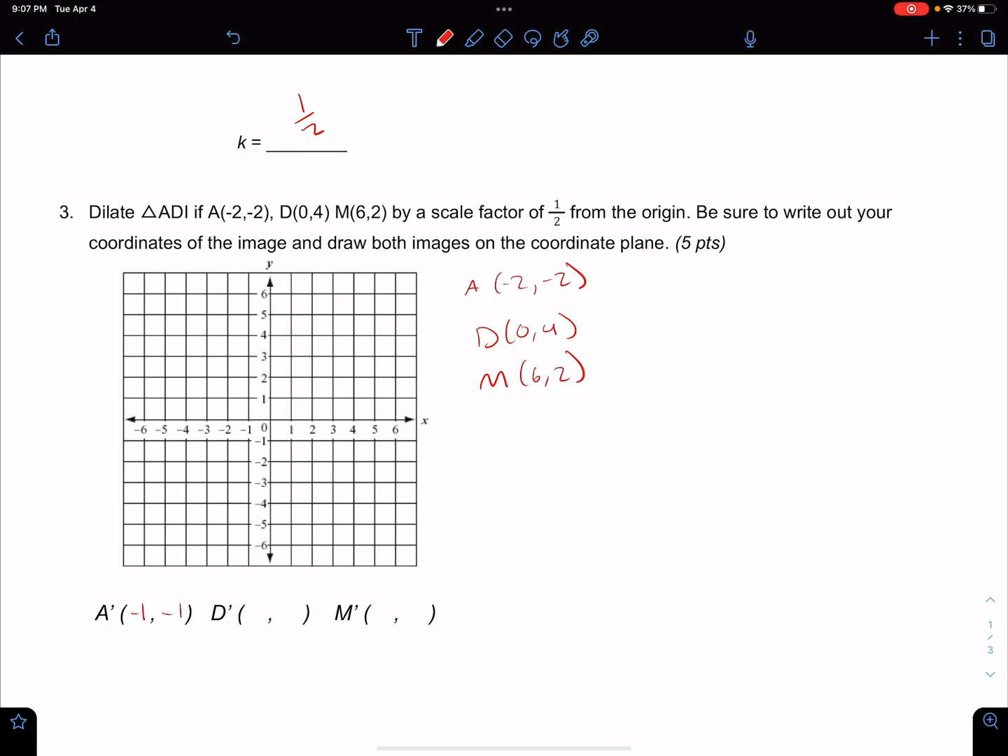So I take half of each one. So my new A is (-1, -1). My new D is (0, 2). My new M is (3, 1). So here's my original triangle. (-2, -2), (0, 4), and over 6, up 2. So this is my original triangle here.